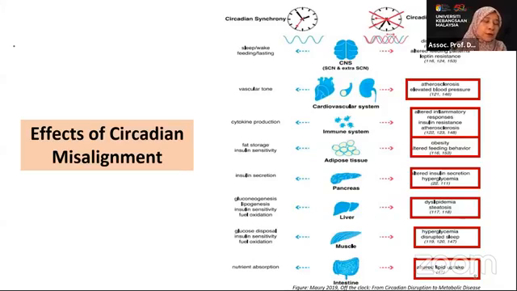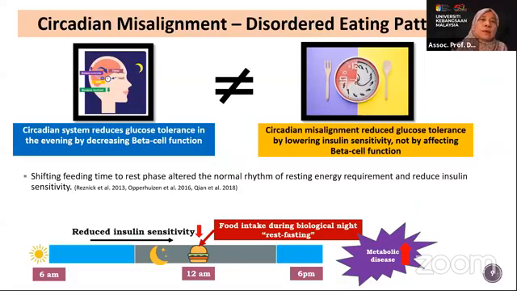So disruption of circadian rhythm is often reported to increase the risk of metabolic syndrome and health problems such as hypertension, dyslipidemia, insulin resistance, abdominal obesity in our body, and increased fat storage. And disordered eating patterns can also cause circadian misalignment.